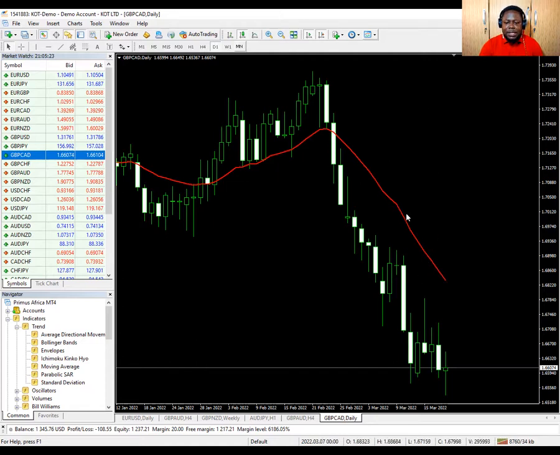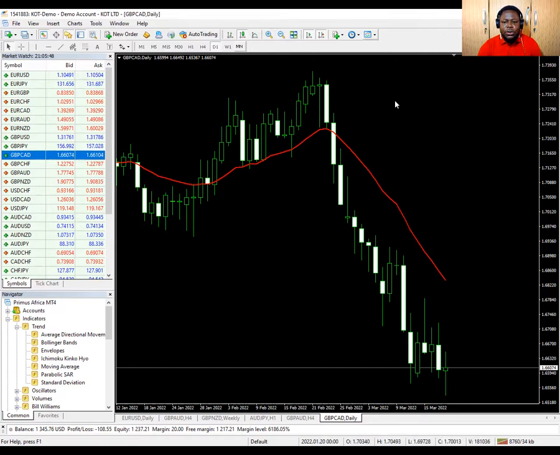So this is a baseline here. Once the candles are below, it means it's a downtrend. When the candles are above, it means it's an uptrend. This is how to use moving averages to determine the trend of the market. Is that okay? Good. Now you know how to use the moving average to determine the trend of the market.